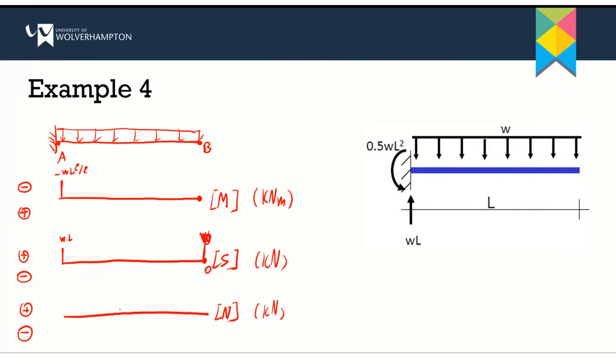And I know that the axial forces are zero all over the beam. So because they are zero all over the beam, I just do it like that. And that's the diagram for the axial forces.